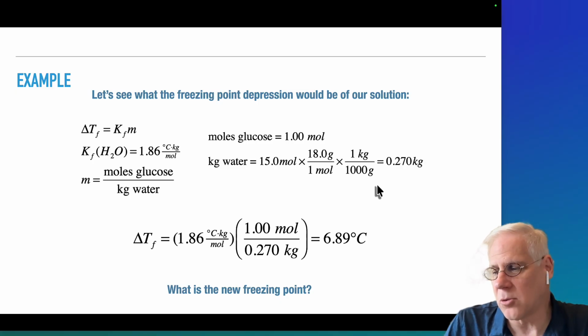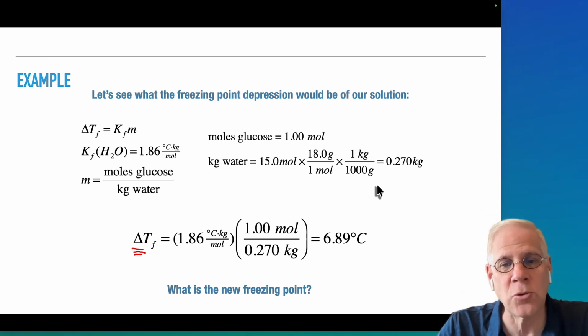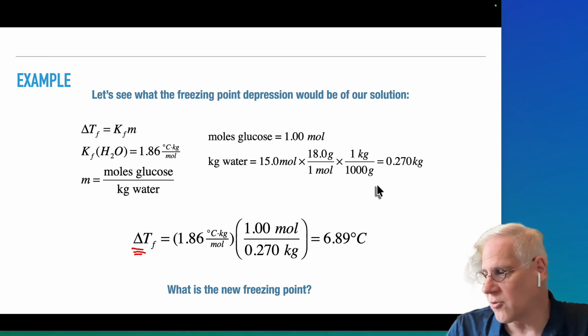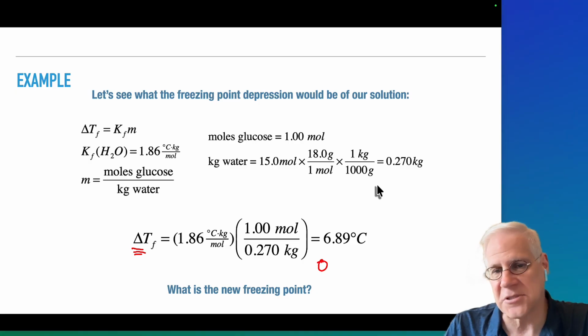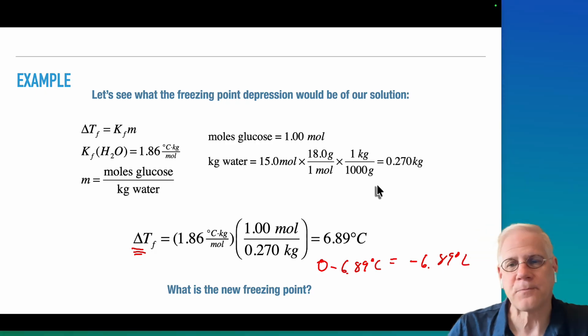Now, the same thing holds here with our calculation. This is a change in the freezing point, not the new freezing point. The normal freezing point for pure water is 0. Because it's a depression, we have to subtract the change. So 0 minus 6.89 degrees Celsius is going to give us negative 6.89 degrees Celsius.